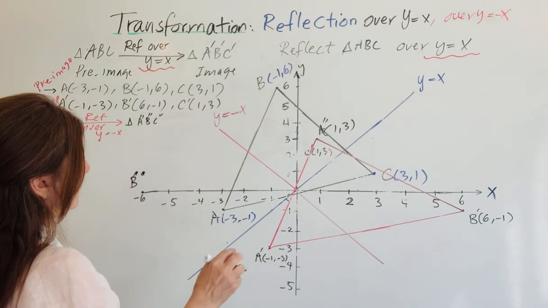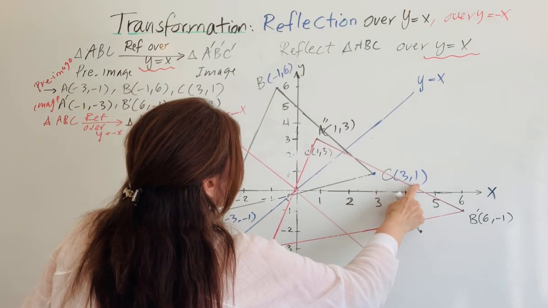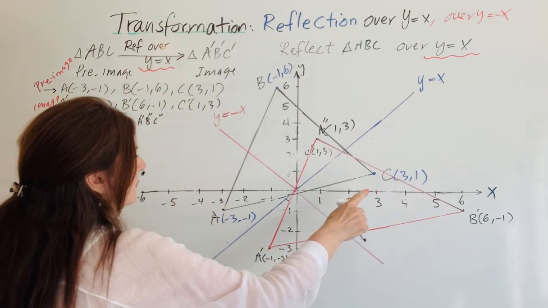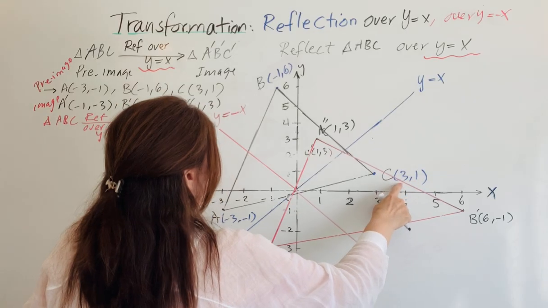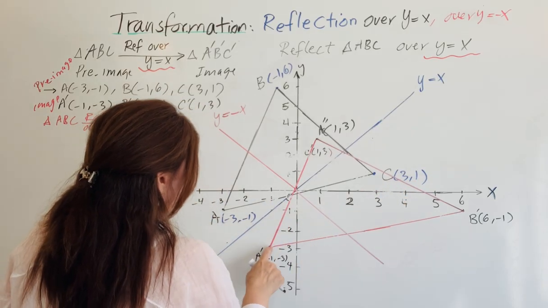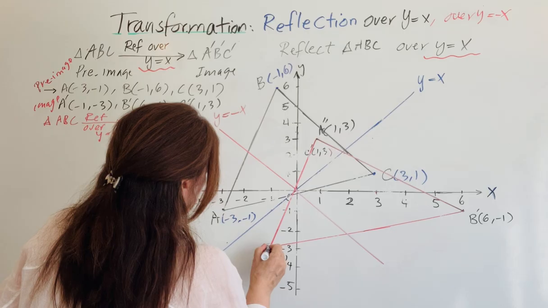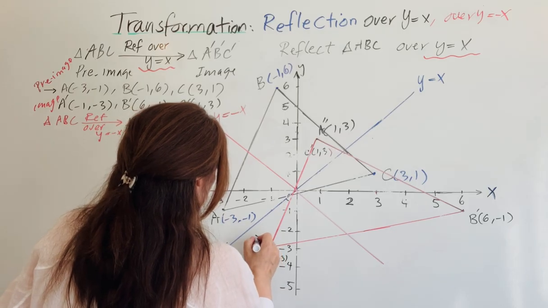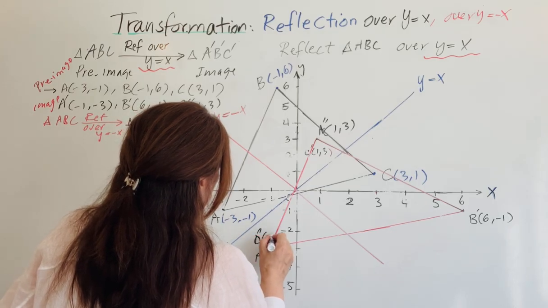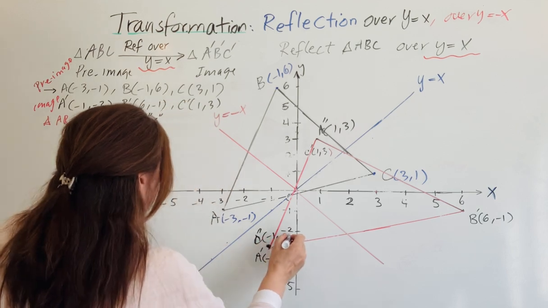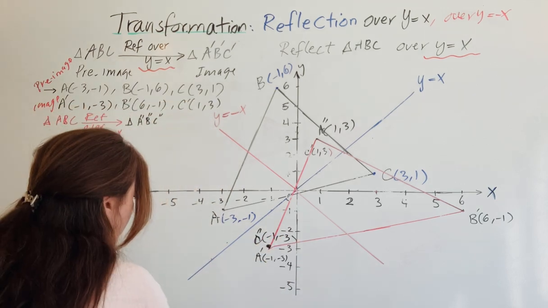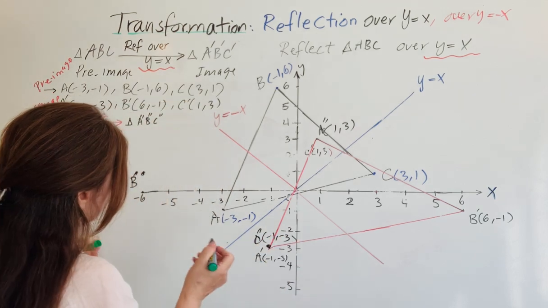How about C? C is (3, 1), and we get (-1, -3). Negative 1, negative 3 is here. This is C double prime, (-1, -3). Okay? We can connect this.